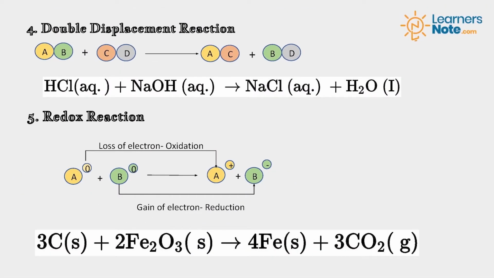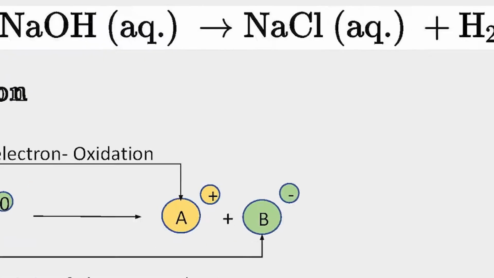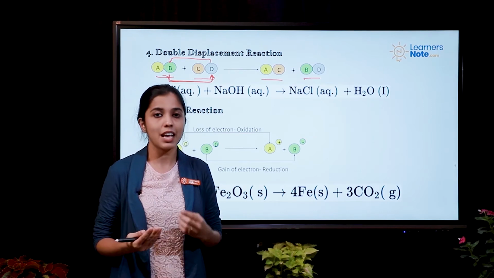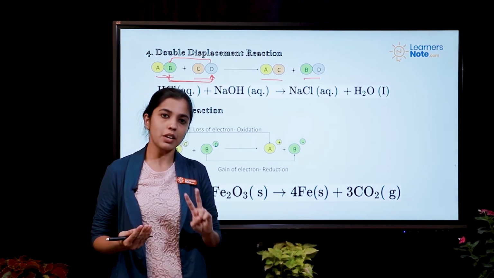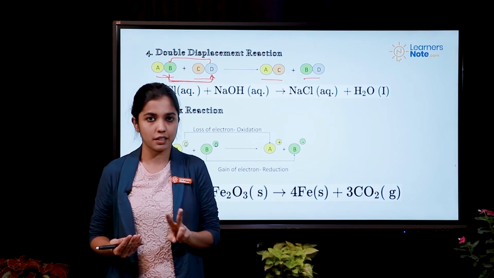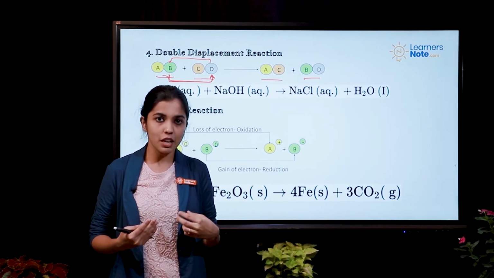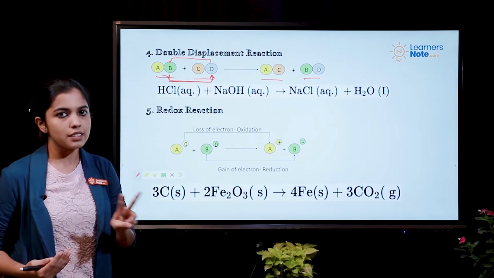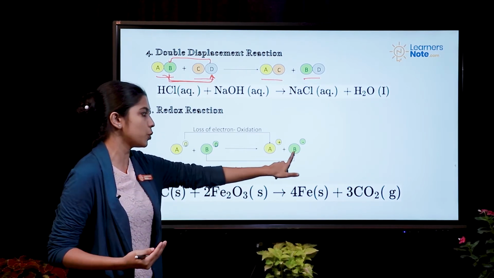Next, you have the last reaction, which is redox reaction. In redox reaction, you have both oxidation and reduction taking place simultaneously. Now you need to define what an oxidation reaction is and what a reduction reaction is. There are two definitions for both oxidation and reduction. To understand oxidation, we will analyze what is happening during oxidation. You have two reactants as usual and you have two products.